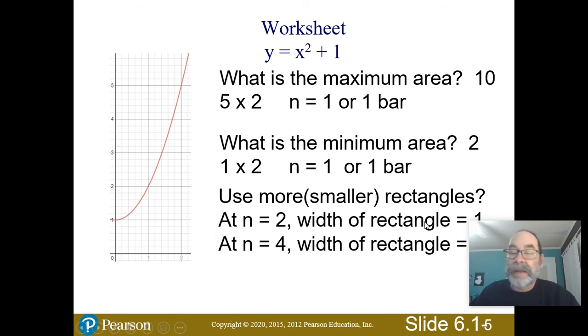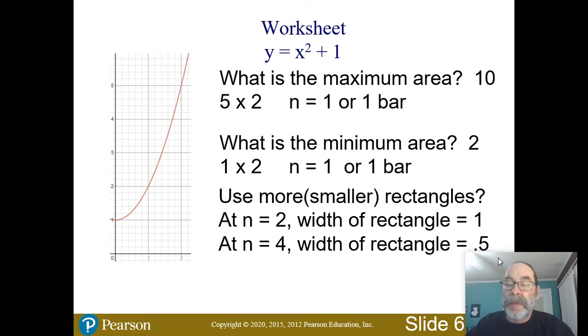What if we use smaller rectangles? Okay, move my picture out of the way. There we go. If n equals 2, then we would have a rectangle right here from 0 to 1, and then from 1 to 2. And we would call that delta x or delta t, the change in your x value right here from 0 to 1 and 1 to 2. If n equals 4, then we go from 0 to 1 half, 1 half to 1, 1 to 1 and 1 half, and 1 and 1 half to 2. So the width of each of those rectangles would be 0.5.